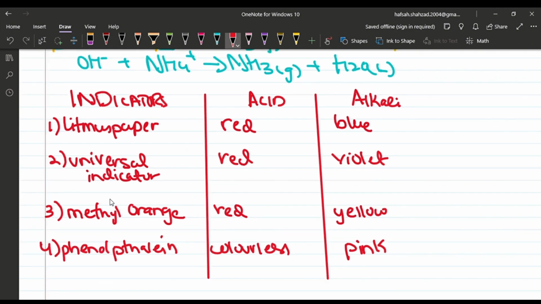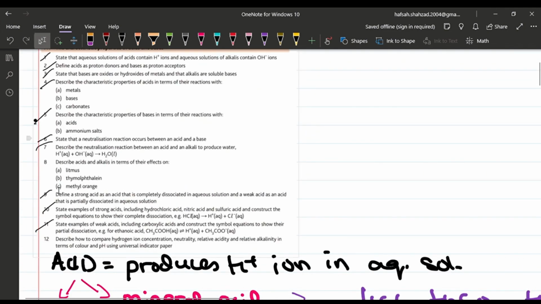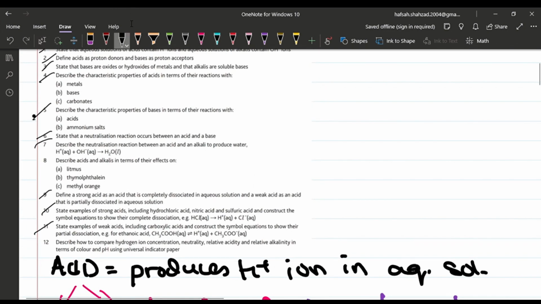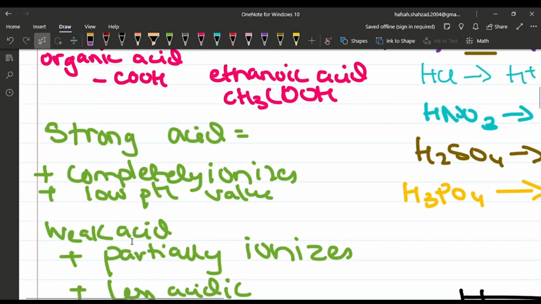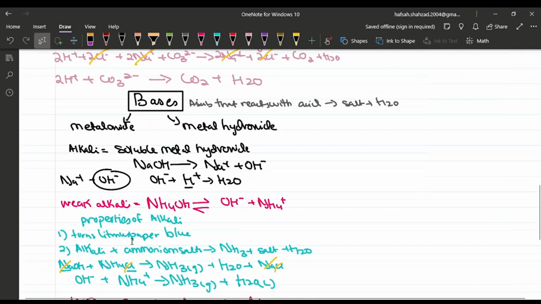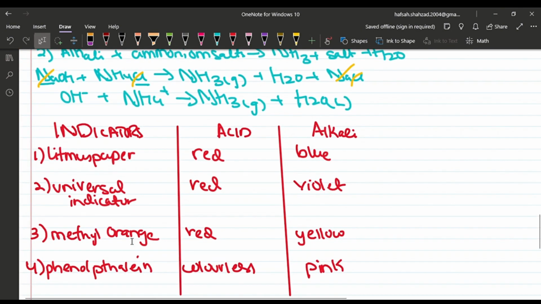Now moving on, I need to tell you one more thing which I believe is left. Point 8 is done. Now point 12 states: describe how to compare hydrogen ion concentration, neutrality, relative acidity, and relative alkalinity in terms of color and pH using the universal indicator. The universal indicator, as I mentioned a few seconds ago, is one of the most commonly used indicators. And why is that? Because it has a range of colors.